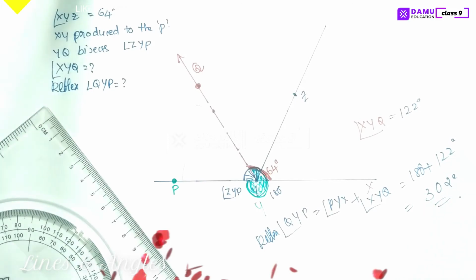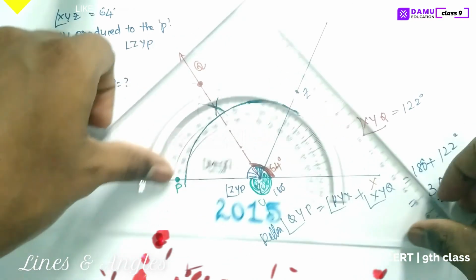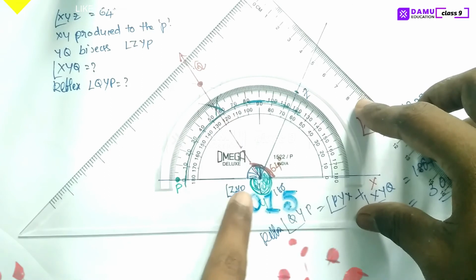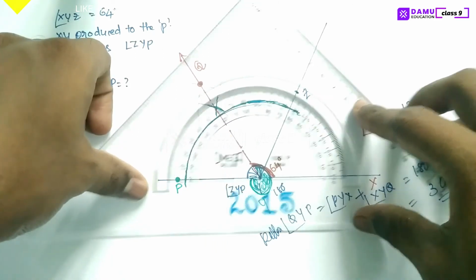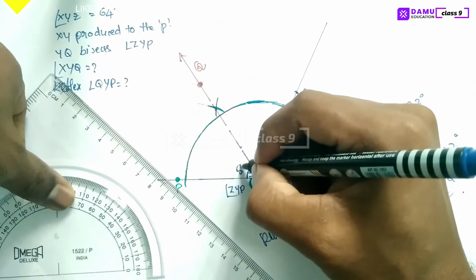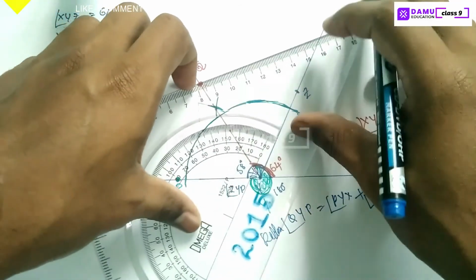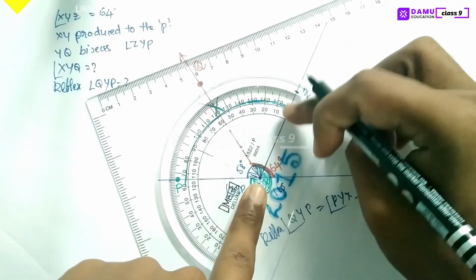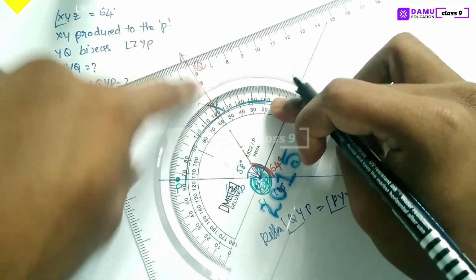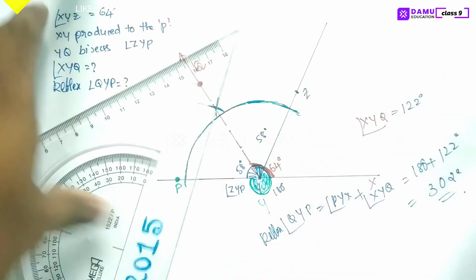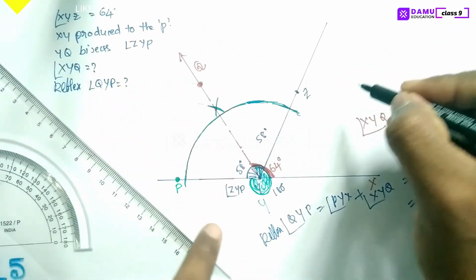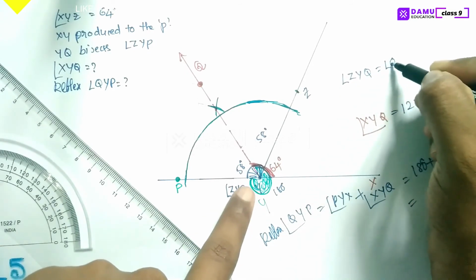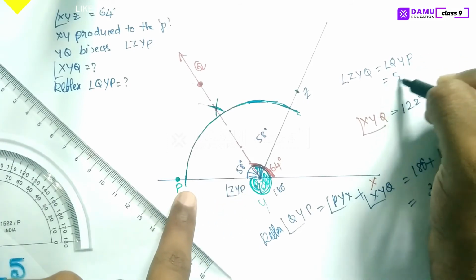Like this we need to measure. If you measure, what are these angles? PYQ will be equal to, it's getting around 58 degrees. So this angle is 58 degrees, and this angle also we have to measure. Keep your protractor like this. From here this side coincides, from here this side we need to measure. This is also getting 58 degrees. So we are getting 58 degrees, 58 degrees. So angle ZYQ will be equal to angle QYP, which is equal to 58 degrees.